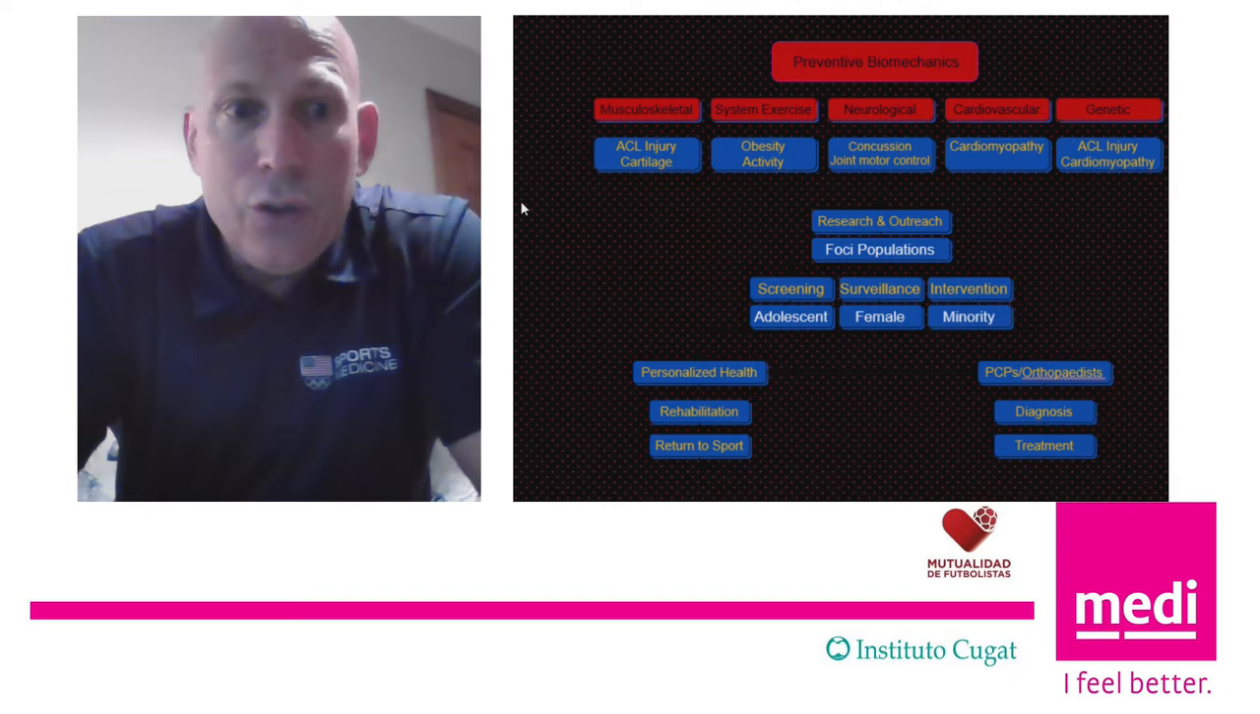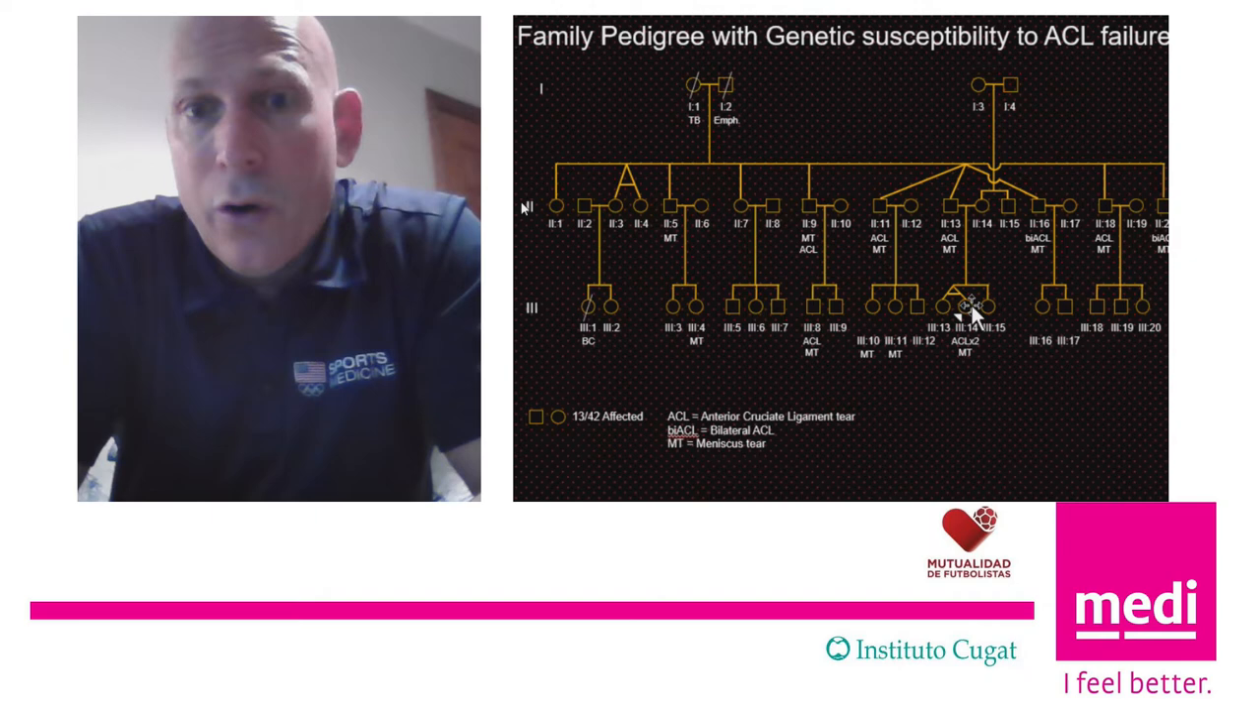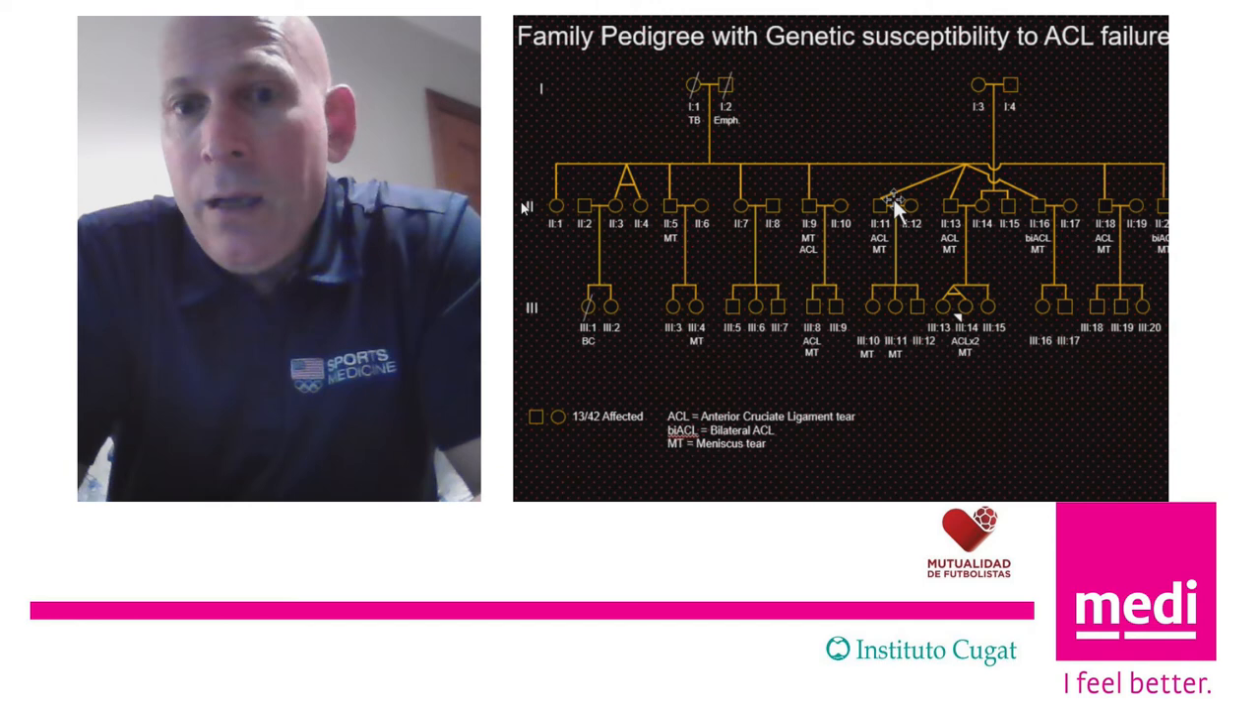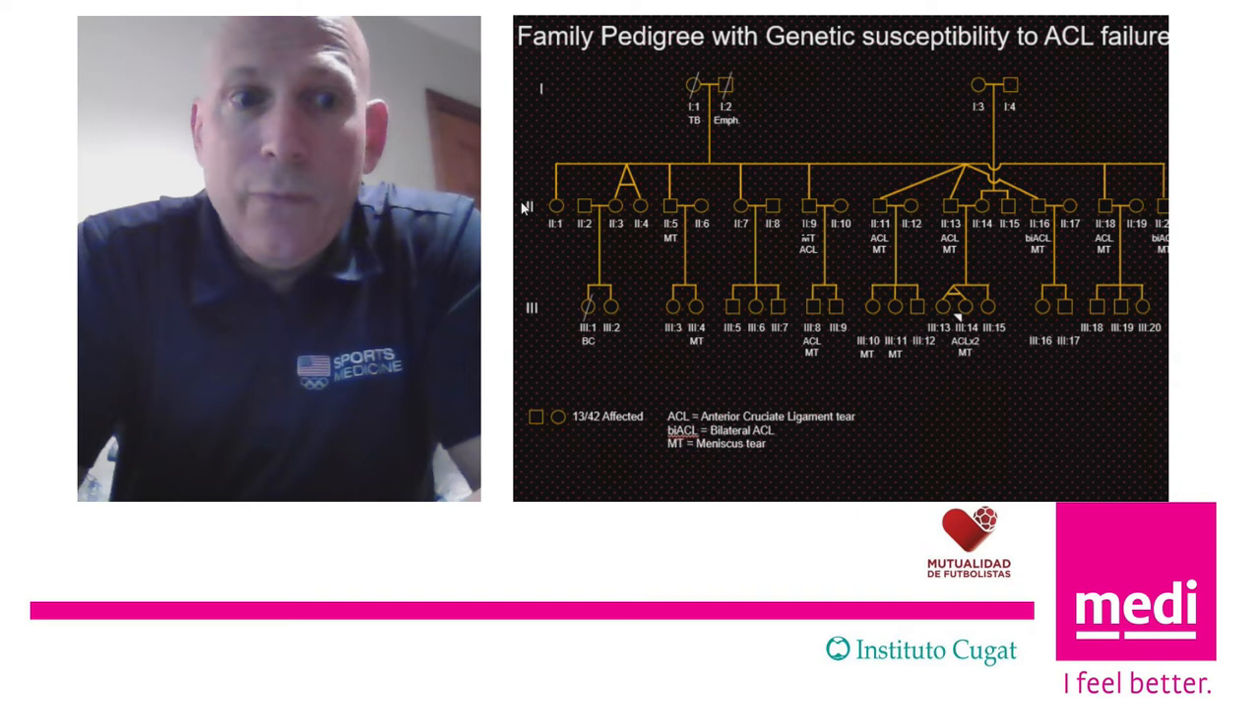Those two students of mine I showed you in the beginning, Carmen and Katie, we have looked at the genetic pedigree. We've collected blood off the entire living cohort. This is Carmen and Katie, twin girls. If you go up one generation, this is their dad. He's a triplet. All three triplet boys have bilateral ACL injuries. We've got all their genetics and we're looking at what the genes are that predict relative risk.